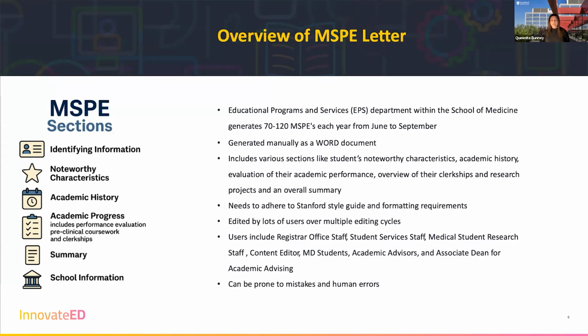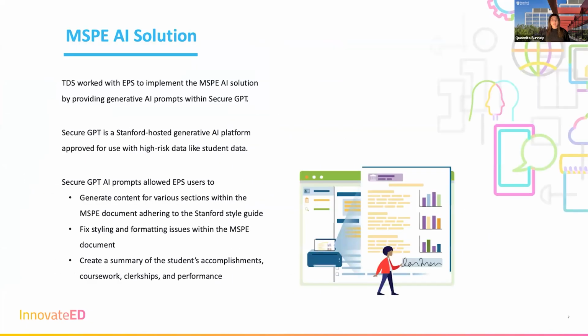This document is currently edited by a lot of users, and it goes over multiple editing cycles. Some of these users include the registrar's office staff, the student services staff, medical student research staff, a content editor, the students themselves, their academic advisors, and also the associate dean for academic advising. Since it goes through so many editing cycles, it can be prone to mistakes and human errors. And this is where we come in. The TDS department worked with EPS to develop and implement the MSPE AI solution.